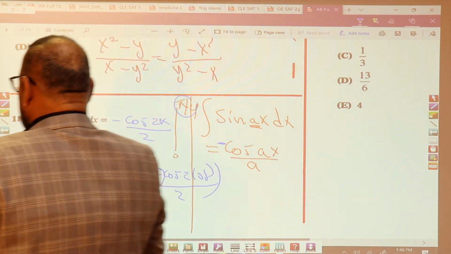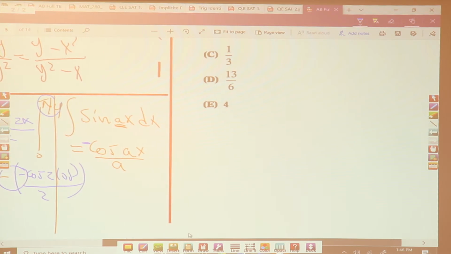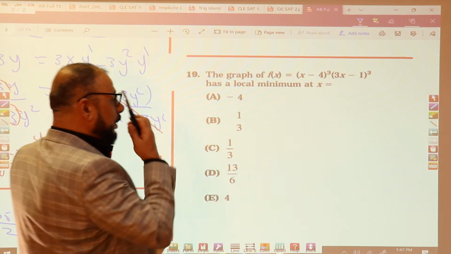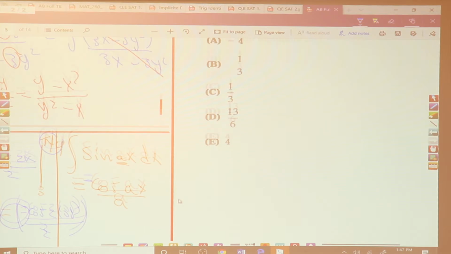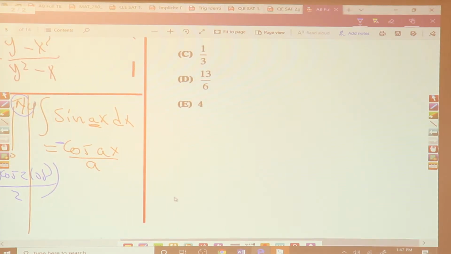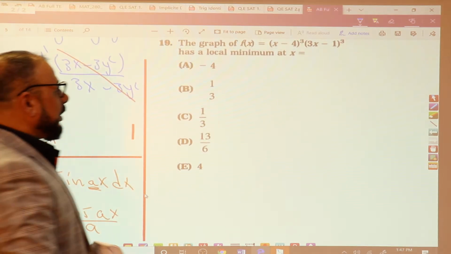Now let me go to this problem. This is a problem I'm going to do on the board. Look here, number. He said minimum. I'm going to try to fit it here. Let me see if I can fit it in this area. That's the max I have. Okay, yes, I think I can fit it.